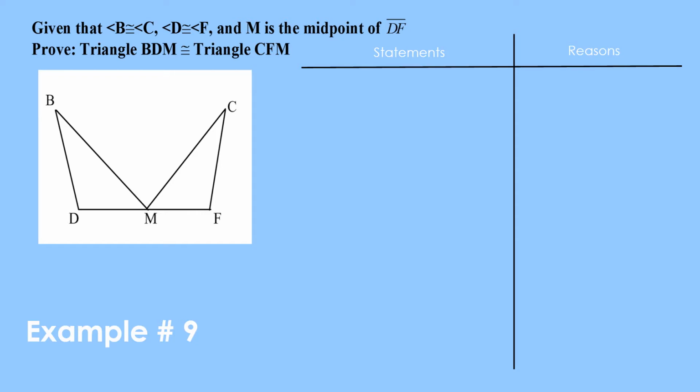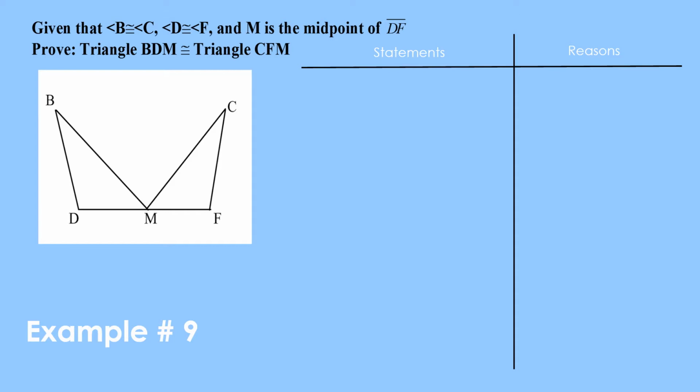All right, so example 9 then. Given that angle B is congruent to angle C and angle D is congruent to angle F and M is the midpoint of DF, we are trying to prove that the two triangles are congruent. Again, since I have a picture here, we can go straight away and just start marking up our triangle. So let's start by marking what we're given.